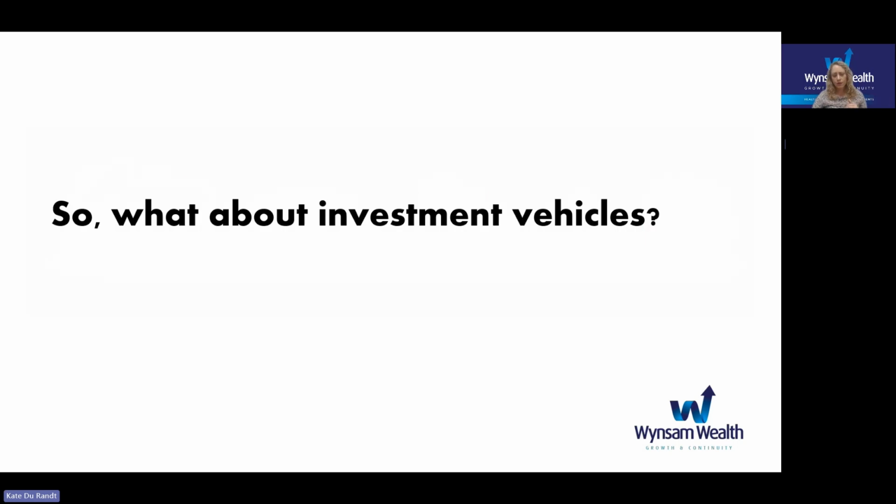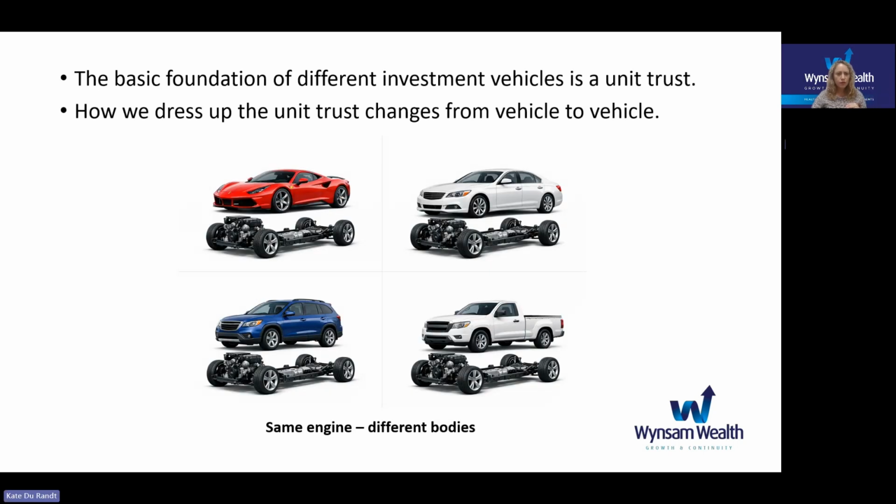Okay, so what about the investment vehicles? What we've looked at is a unit trust being the foundation of all different types of investments. Okay, so we understand that. Underneath, they all kind of look the same. So how do we now go from that to different types of investment vehicles? Well, we first need to see that the engine, the unit trust on all of these vehicles is the same. Right? As you can see in this illustration, the chassis, the engine, it's exactly the same.